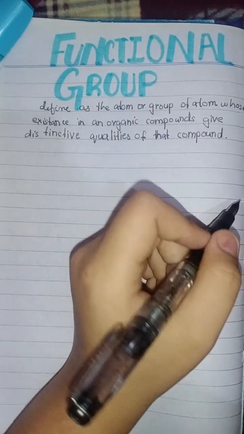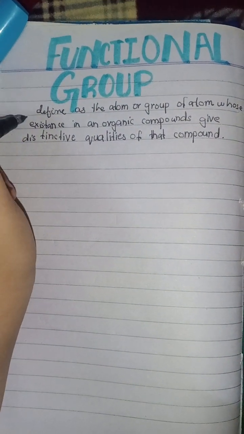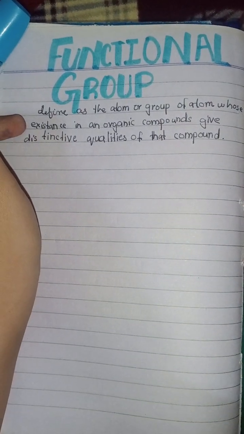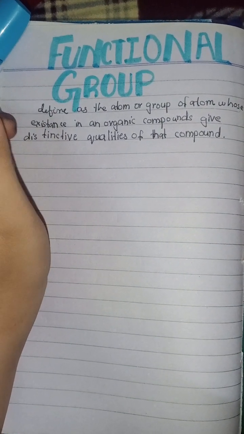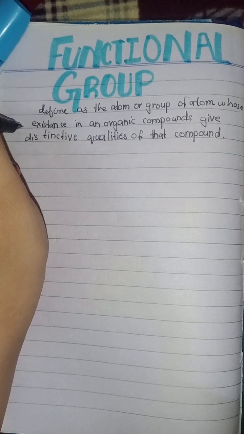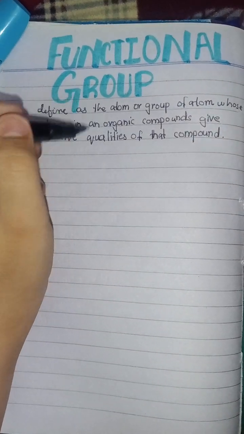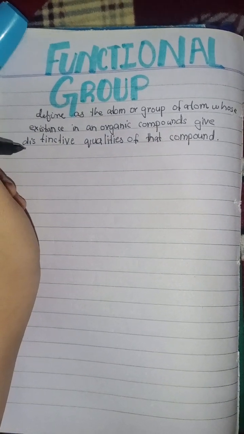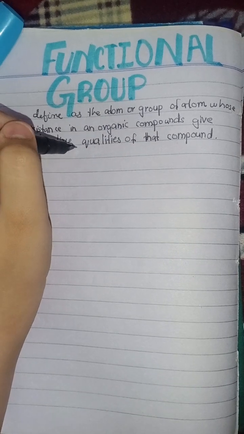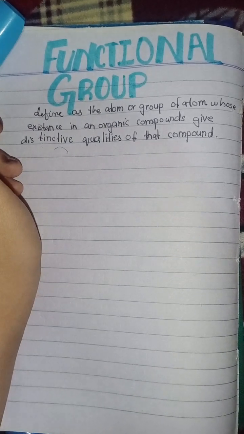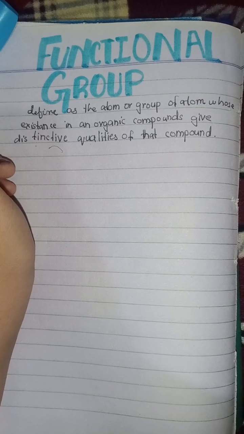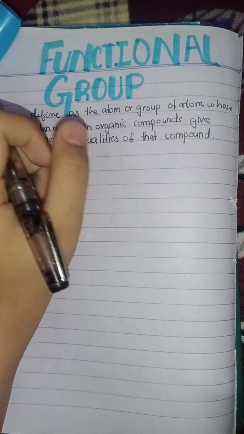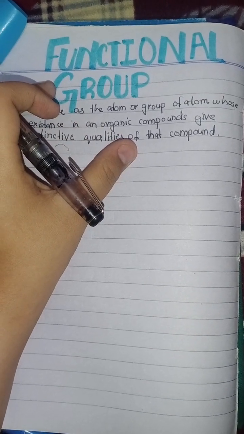Okay, so as I wrote here, a functional group is defined as the atoms or group of atoms. Existence means how they exist in an organic compound, giving a distinctive quality to the compound. So the existence of different groups tells us the different qualities of the organic compound. This is how we use the functional group.